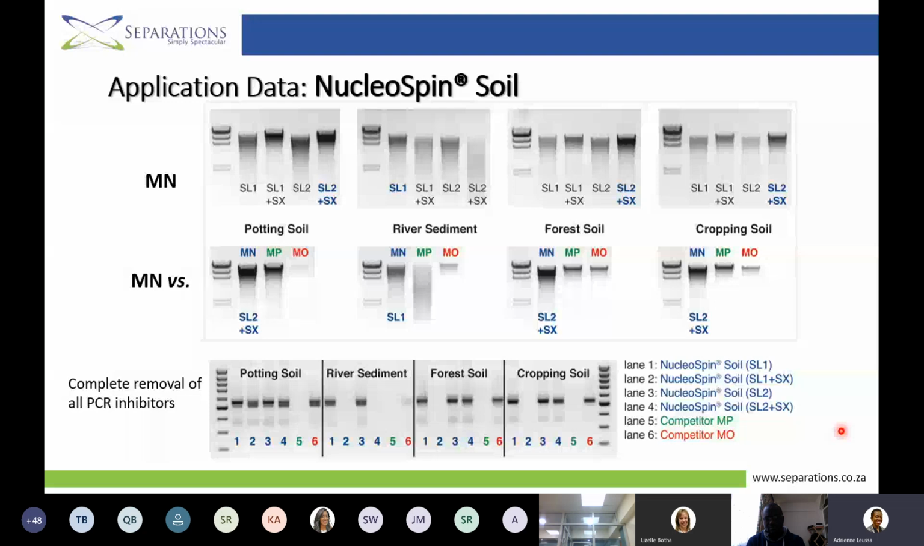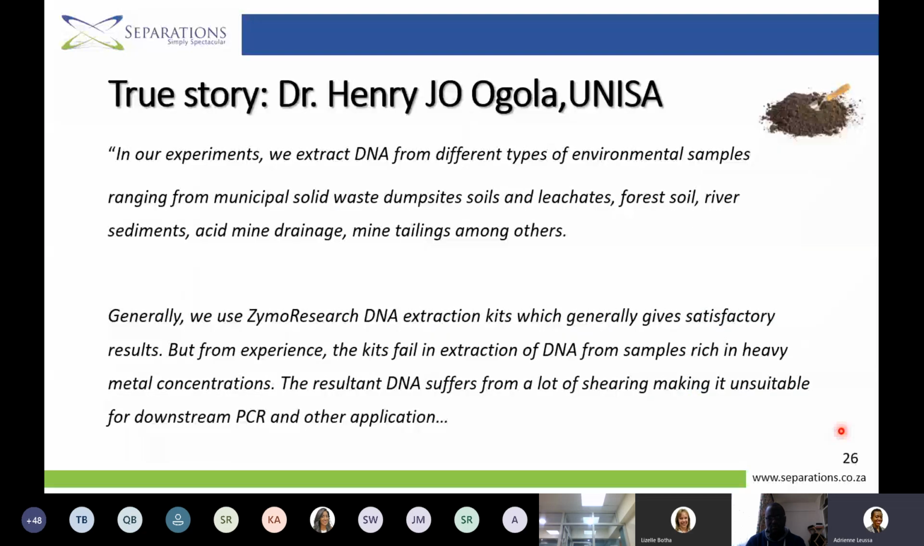And our guest during this session, Dr. Ogola, is a witness to the efficiency of the NucleoSpin Soil Kit. His group was initially using the Zymo Research DNA extraction kits, but they used to experience failed extraction of DNA in samples that were rich in heavy metal concentrations. And these are not my words, these are Dr. Ogola's words, and I really thank him for his feedback and for sharing this with us.